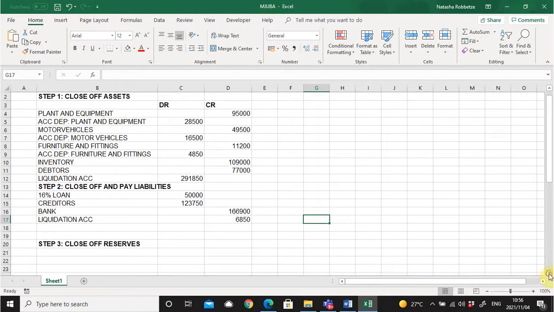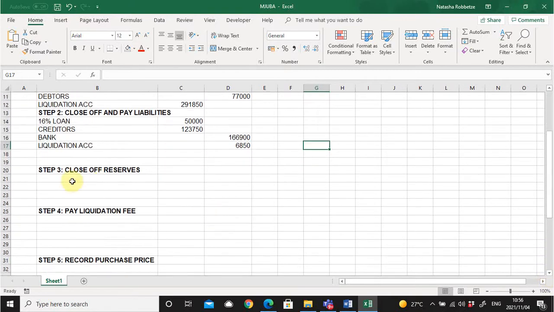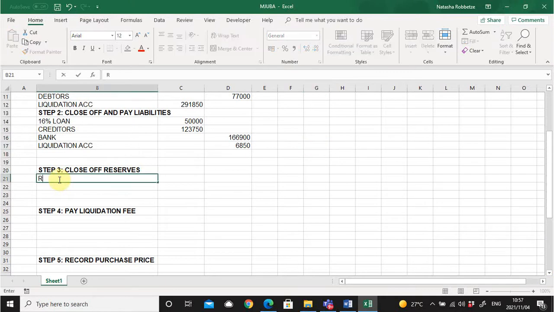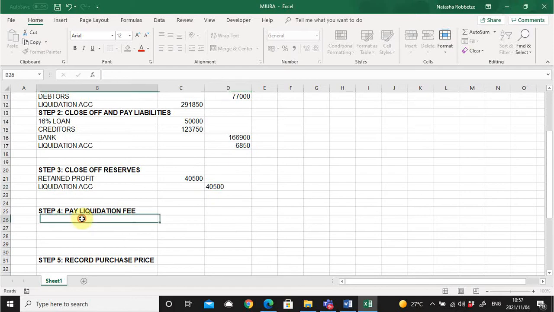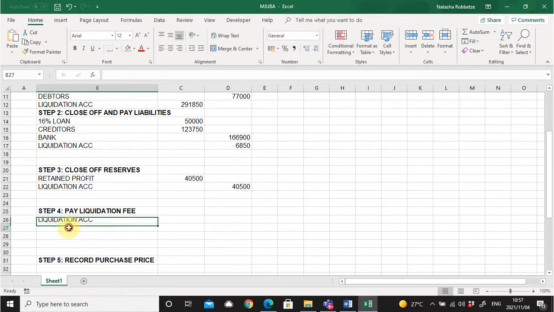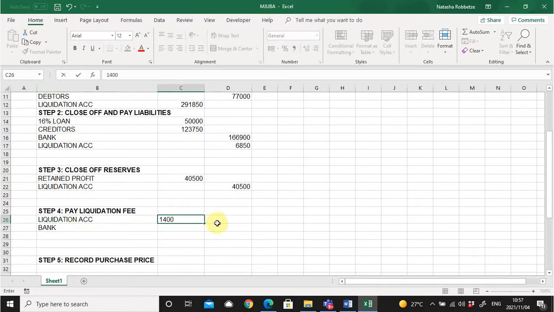We need to close off our reserves in step 3. So for step 3, I'm going to take my retained profit, which was a total of 4,500, and put it against the liquidation account. Then we have to pay a liquidation fee. So it's going to be the liquidation account that is the debit, and on the credit side we're going to have bank because it's a payment. And I believe that was 1,400.